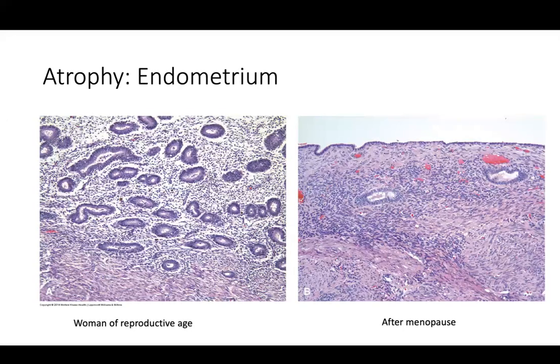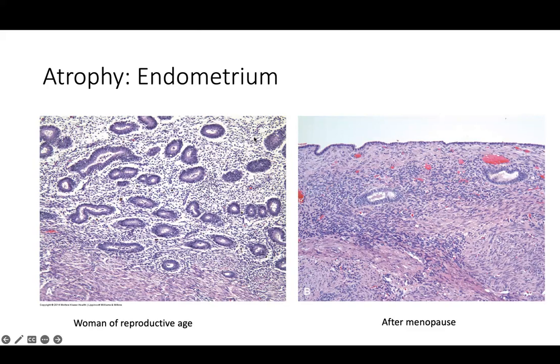Here's an example of an atrophied endometrium. On the left, you see a normal endometrium in a lady of reproductive age. You can see all of these circular oval areas. These are all endometrial glands. And these endometrial glands are numerous.